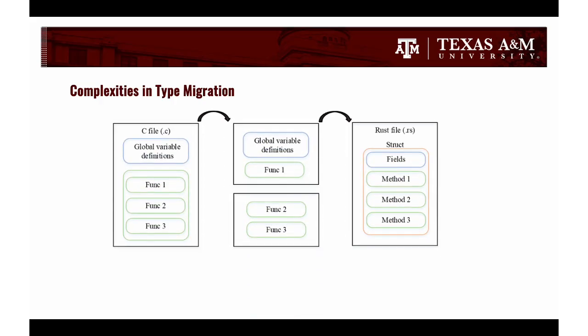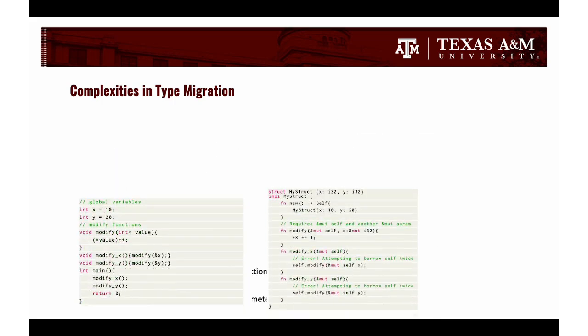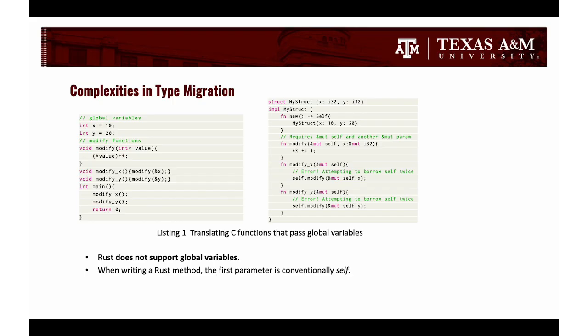As illustrated in the diagram, Rust discourages global variables to ensure memory and concurrency safety. Global variables and functions in C are translated into struct fields and methods in Rust. Consider the following C code snippet, where functions pass global variables among themselves. If directly translated by an LLM, these global variables become struct fields, and the corresponding function calls lead to multiple parts of self being borrowed simultaneously.